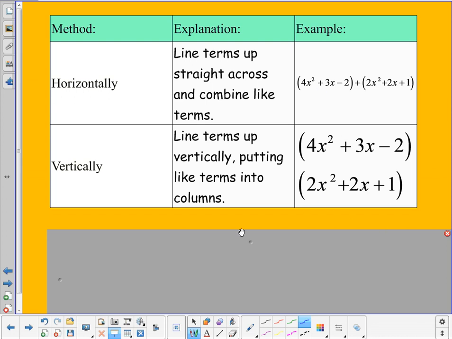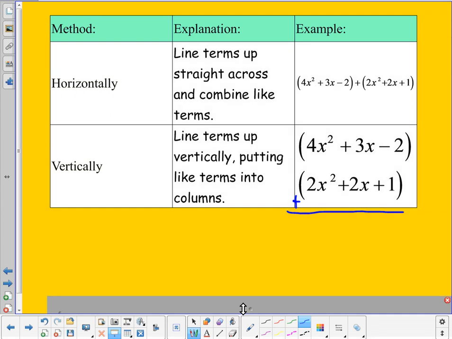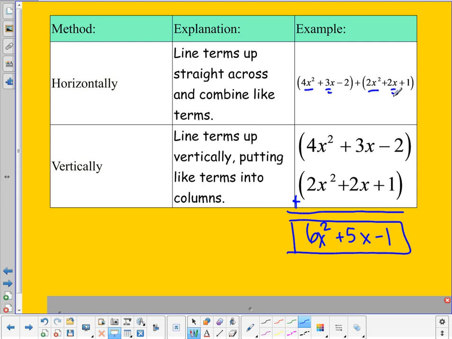So if I were to line them up, notice, by the way, that my x squared is over my x squared. The x term is over the x term. The constant's over the constant. So you want to make sure that you line up the like terms. Put the like terms one over the top of the other. So if I add vertically here, I get 4 plus 2, which gives me 6x squared, 3 plus 2, which gives me 5x, and negative 2 plus 1, which gives me negative 1. Now it would be the same if I went through and identified them in the polynomial.